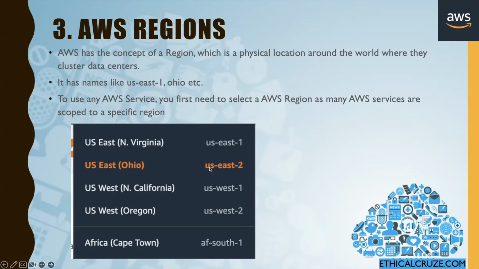Let's suppose you're selecting this US East 2 region. Whatever service is available in that particular region, you will be able to use only that. There are some services which are global and not region dependent. We'll discuss that in the later series of this cloud computing, where we will talk about IAM and all. These will be the services that are not region dependent and basically global.